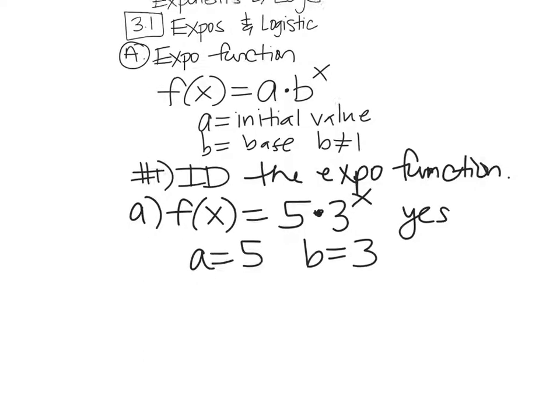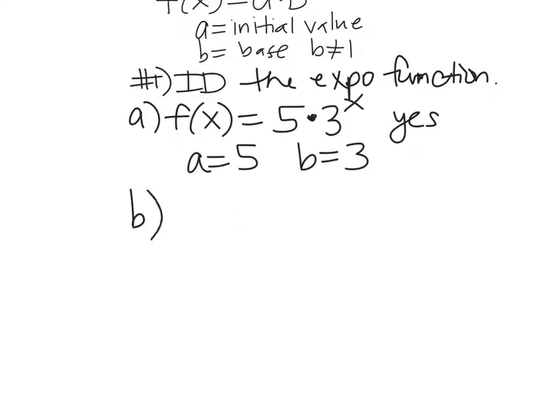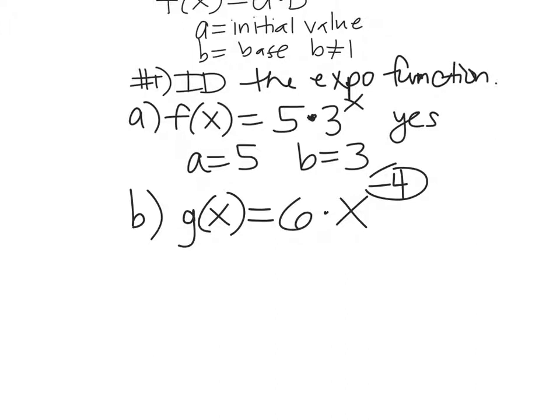All right, part B. Here we go. Let's do this one now. g of x is equal to 6 times x to the negative 4. Is that an exponential function? No. But you're like, wait, there's an exponent there. Doesn't matter. That's not even a polynomial. This has an exponent of negative 4. For an exponential function, our exponent needs to be the variable. So that we know.